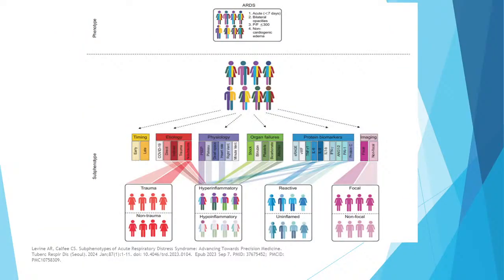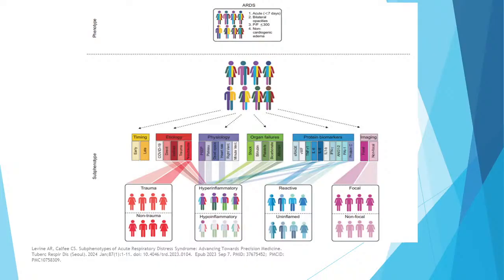So this is just a pictorial representation. ARDS is a phenotype with all those conditions which you have discussed, and it can be divided based on a lot of things like their timing, their etiology, their physiology, their organ failure involvement, their protein biomarkers, their imaging. These which I have given below are currently commonly used subphenotypes that are being used in a lot of studies.